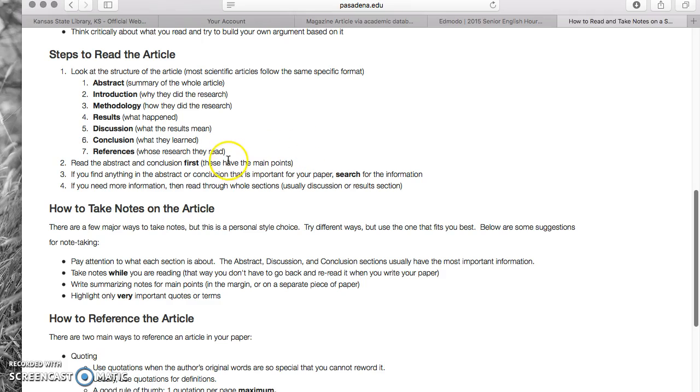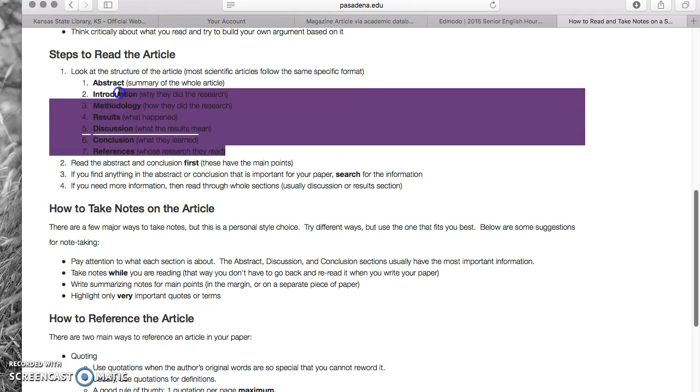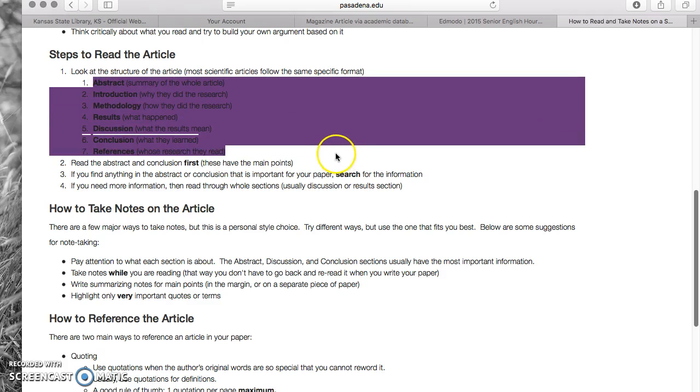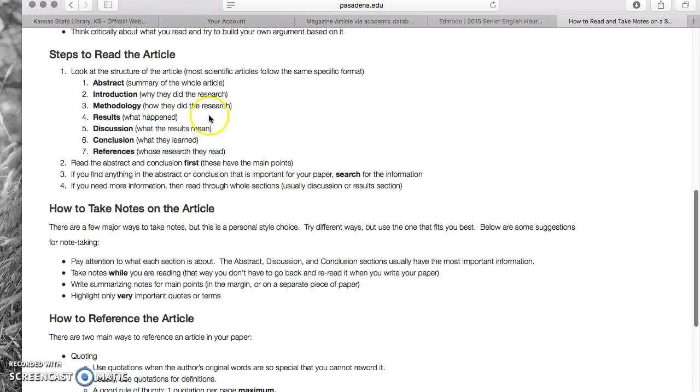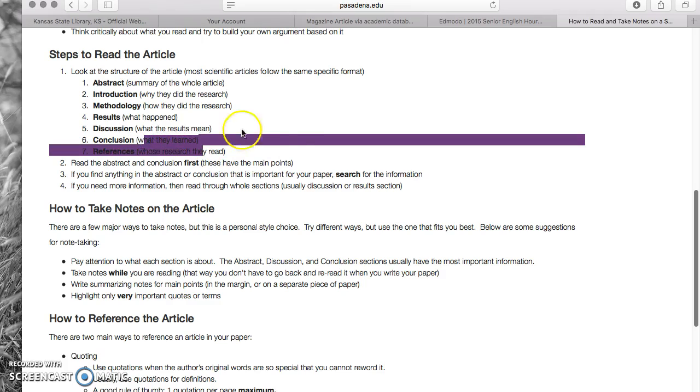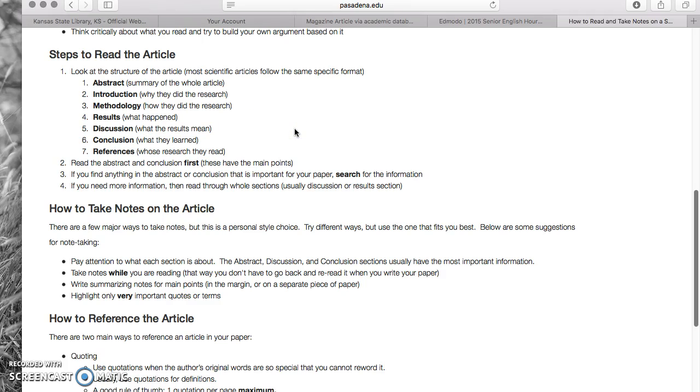Now, is every academic journal going to have all of these? Not every one will. They might be titled a little differently as well. But the big three again: abstract, discussion, and then from there, conclusion. Because the discussion basically is going to tell you what the results mean exactly, and the conclusion, what they learned. And what they learned is what you can use also in your particular research paper.